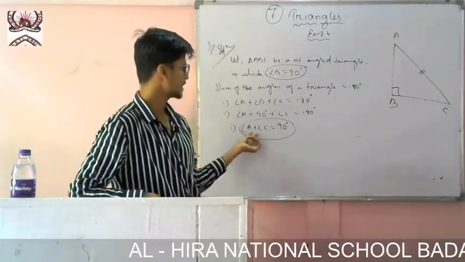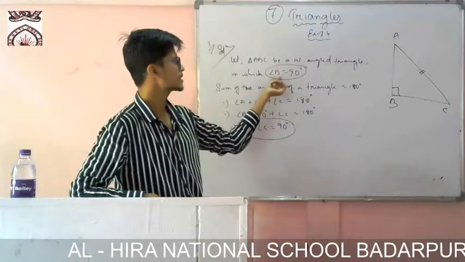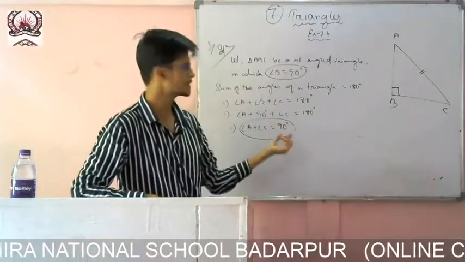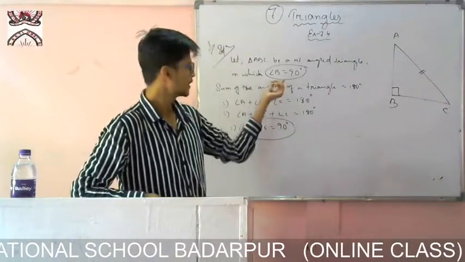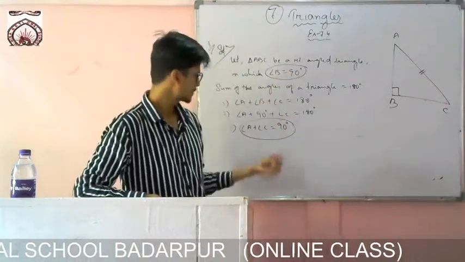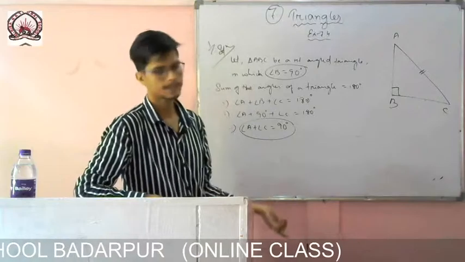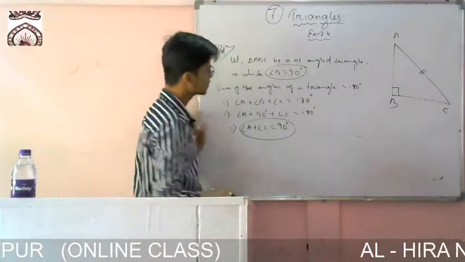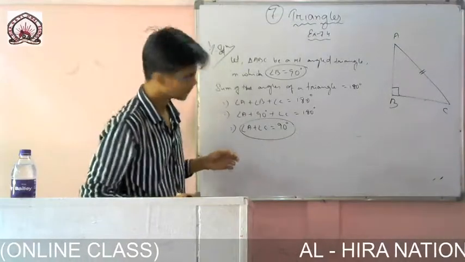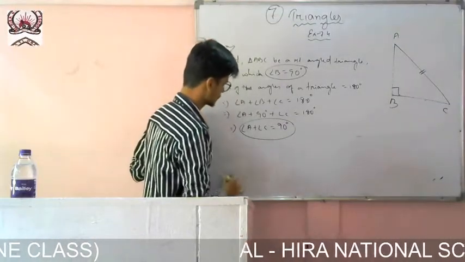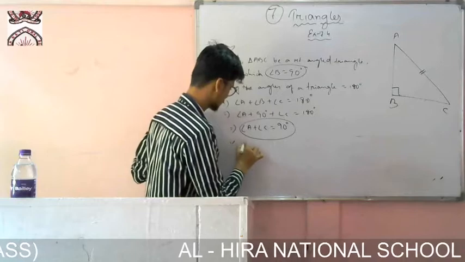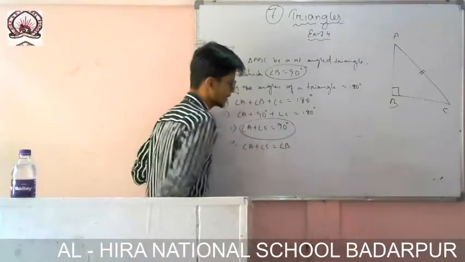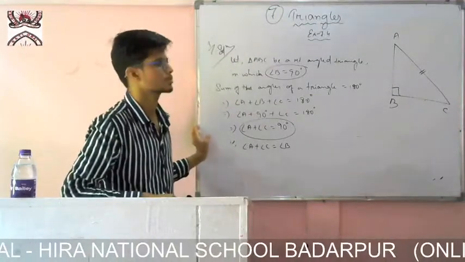So I can write angle A plus angle C is equal to angle B, because the value of B is 90 and here 90 is there. So in place of 90 I can put angle B. That is, angle A plus angle C is equal to angle B.